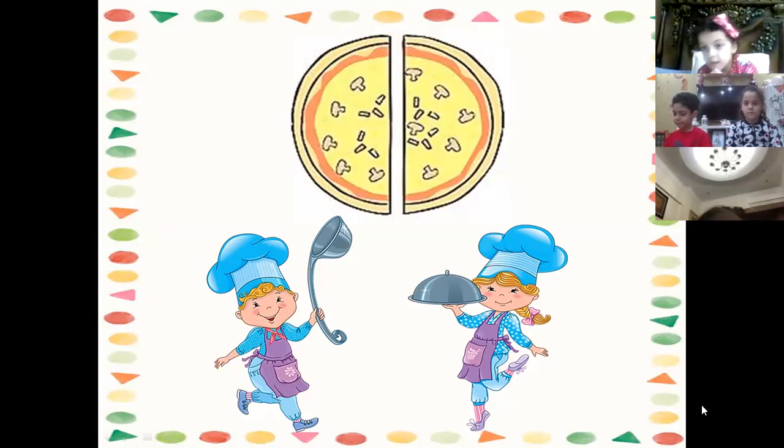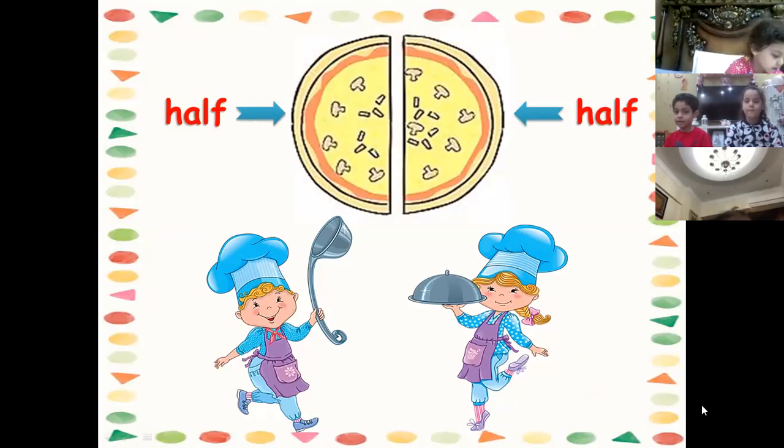Ahmed took one half. Ahmed took one part of the two parts. Farida took one half, one part of the two parts. Okay, guys?